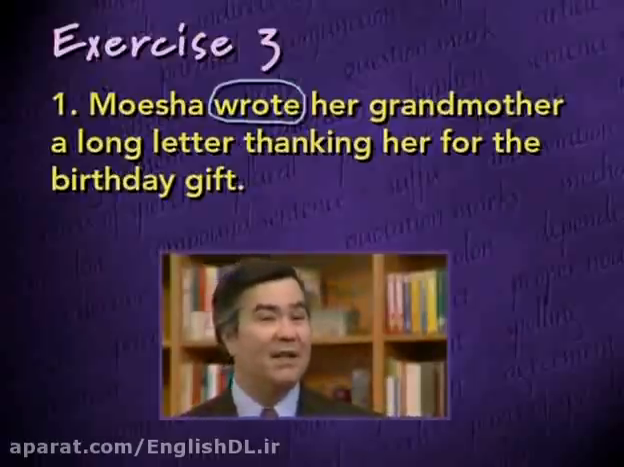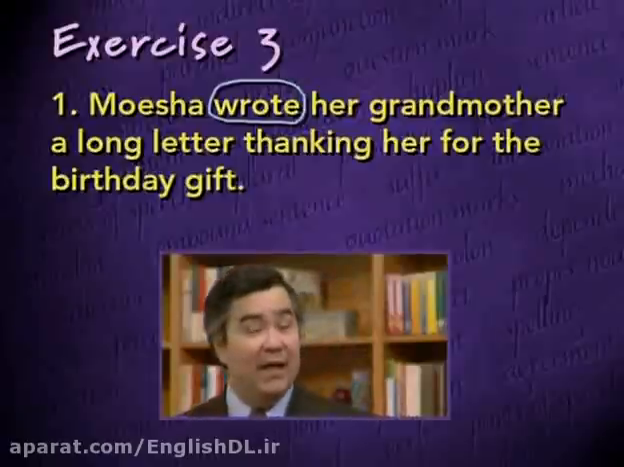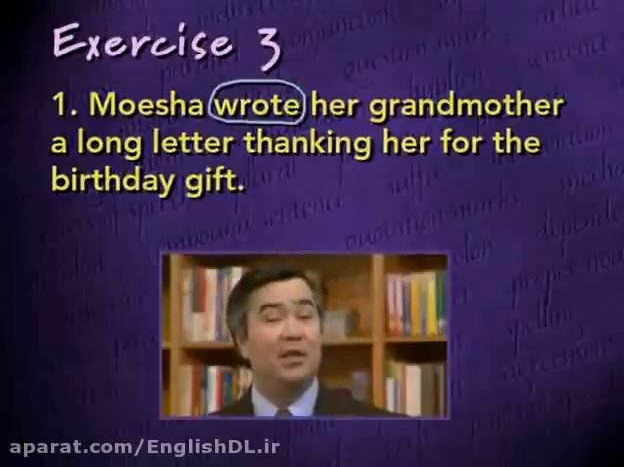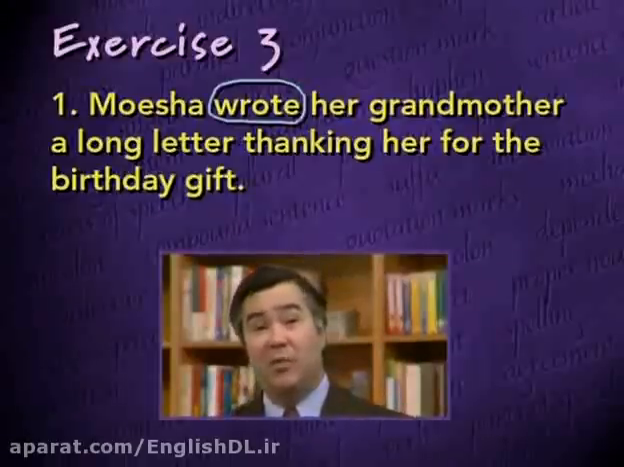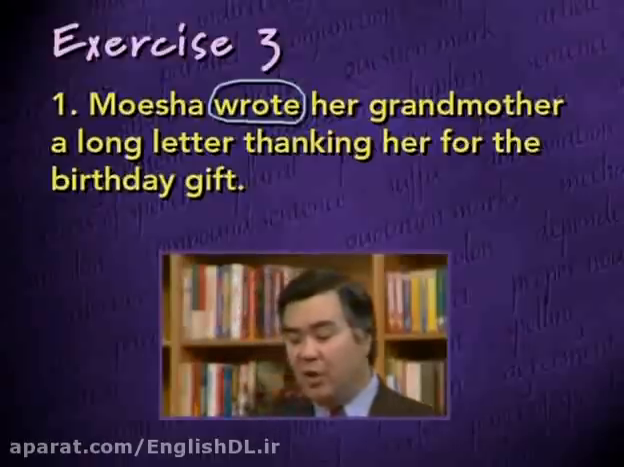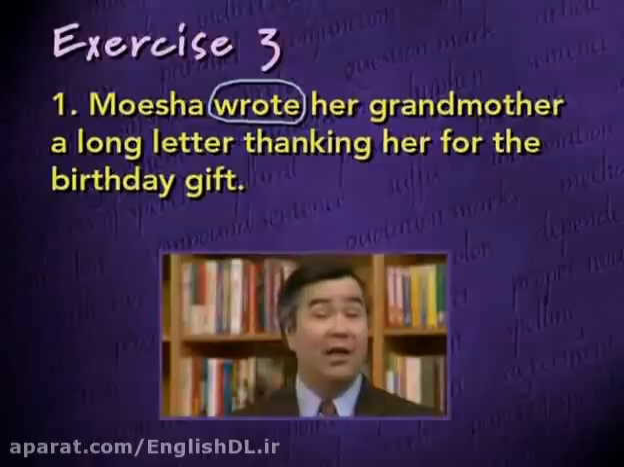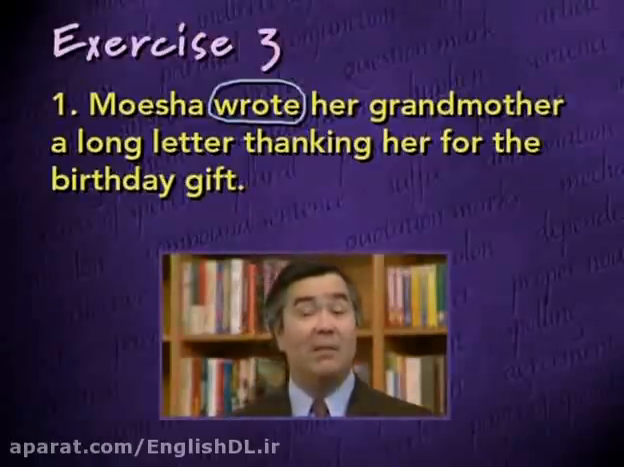And who or what is the subject? Who did the writing? The answer, Moesha. Now, is there a direct object? That is, is there something in the sentence which tells us what Moesha wrote? Something that receives the action of the verb wrote. Yes, what Moesha wrote was a letter, specifically a long letter. So the word letter is the direct object of the verb wrote. It tells us what Moesha wrote.